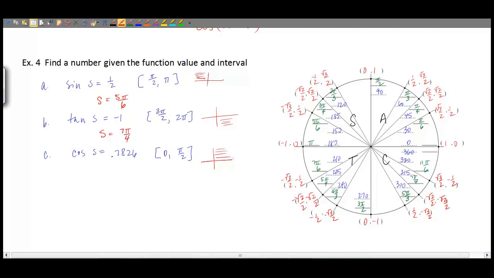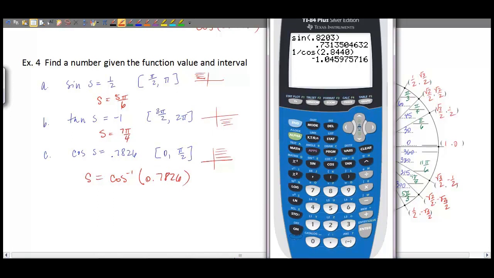Okay, so it's obviously a calculator function or a calculator skill. So remember that when we're looking for an angle value, we're looking for the inverse cosine of this measurement, 0.7826. So we're going to bring the calculator up. It's still set in radian mode because I haven't done anything with it yet. And I'm going to do second cosine of 0.7826. Hopefully you're doing this along with me on your calculators.